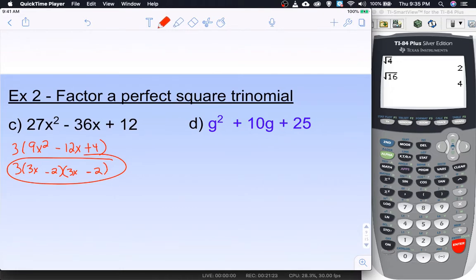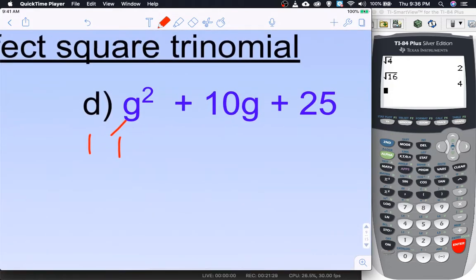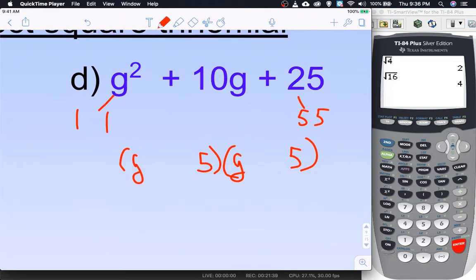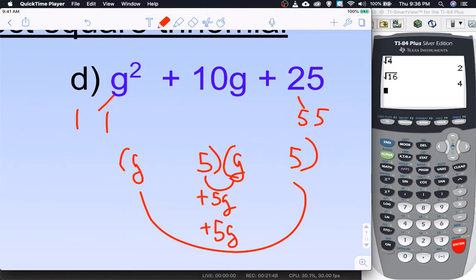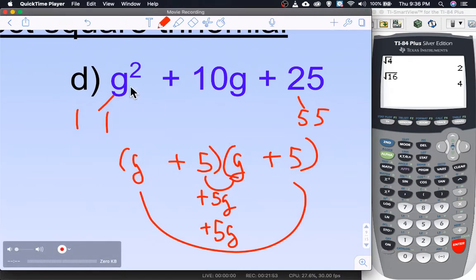All right, so let's see. Factors of 1 are just 1 and 1. Factors of 25 are 5 and 5. So g, 5, 5. This is a 5g. That's a 5g. To make a positive 10, both of those would need to be positives. And I double check. g and g is g squared. Good. My middle terms work out. And positive 5 times positive 5 is positive 25. We got it.